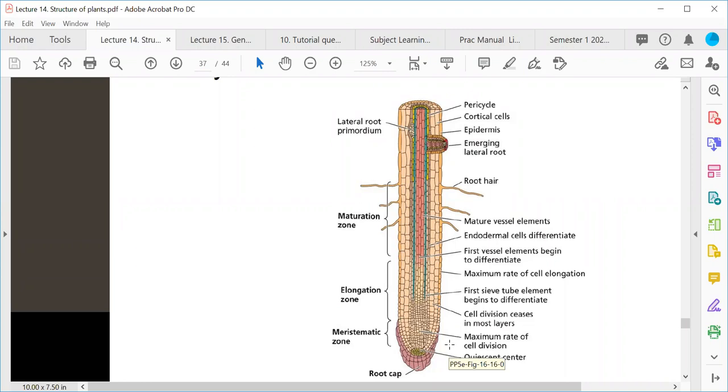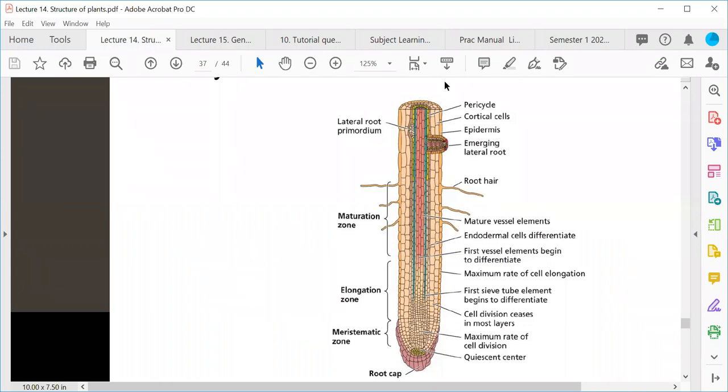They were identified a long time ago, and it's still not really clear what the quiescent center actually does. The rest of the cells in the meristematic zone are madly dividing. Here we have the maximum rate of cell division. And then, of course, we've got the zone of elongation, and you can see already some cells starting to differentiate here. Epidermal cells becoming very clearly defined, and then the maturation zone there.